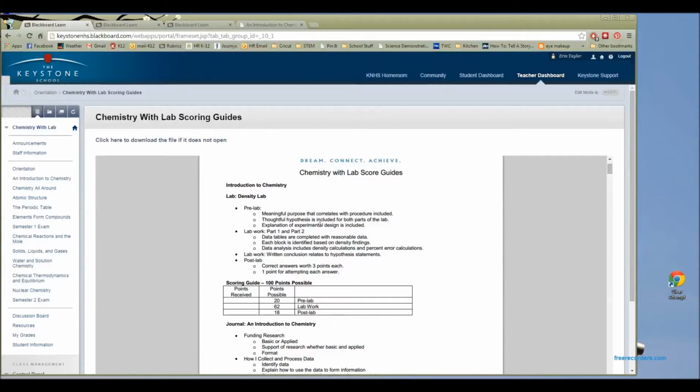A thoughtful hypothesis is included for both parts, for Experiment 1 and Experiment 2. And an explanation of the experimental design. So what I want you to do there is tell me what steps you are going to take to complete the lab. This would be your procedure. For the lab work, for part 1 and part 2, I need you to fill in the data tables. I need you to identify blocks using the density that you will be calculating. And data analysis. That means I want to see all of your density calculations.